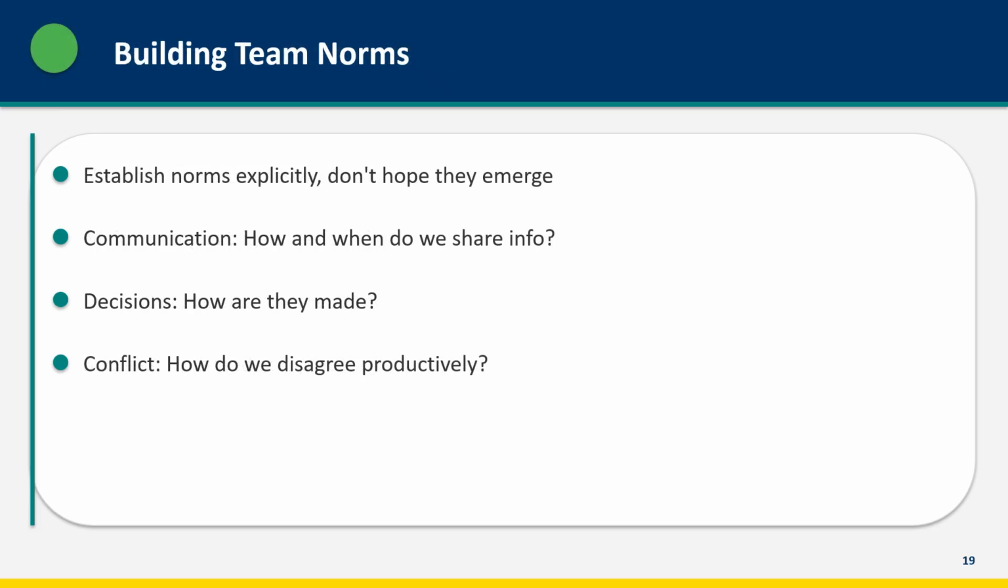Accelerate team development by establishing norms explicitly rather than waiting for them to emerge. Define communication norms. How and when do we share information? What channels do we use? Define decision norms. How are decisions made? By consensus, by the PM, by subject matter experts? Define conflict norms. How do we disagree productively? What's acceptable and what's not? Explicit norms prevent ambiguity that leads to conflict.